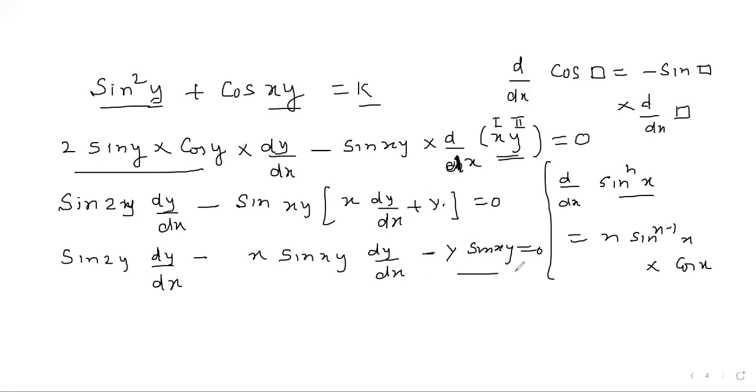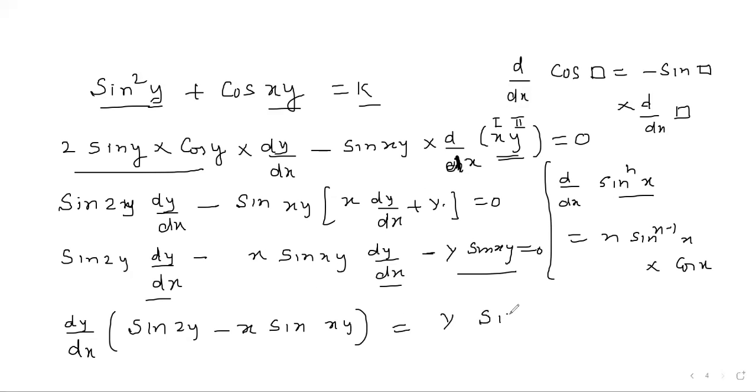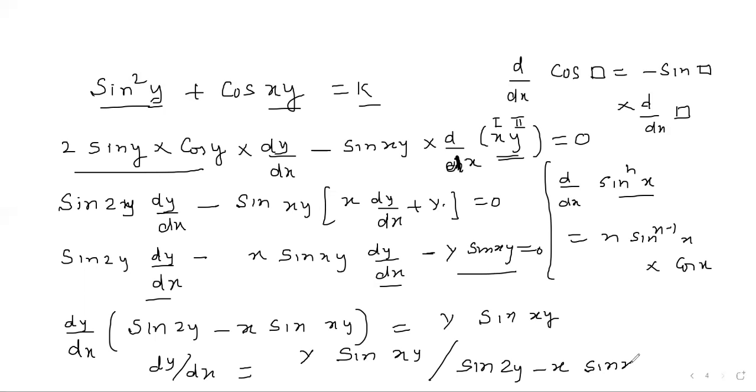Now, this term can be taken to RHS, and here dy by dx can be taken common. So dy by dx common, sine 2y minus x sine xy equal to y sine xy, or dy by dx equal to y sine xy divided by sine 2y minus x sine xy, which is our answer.